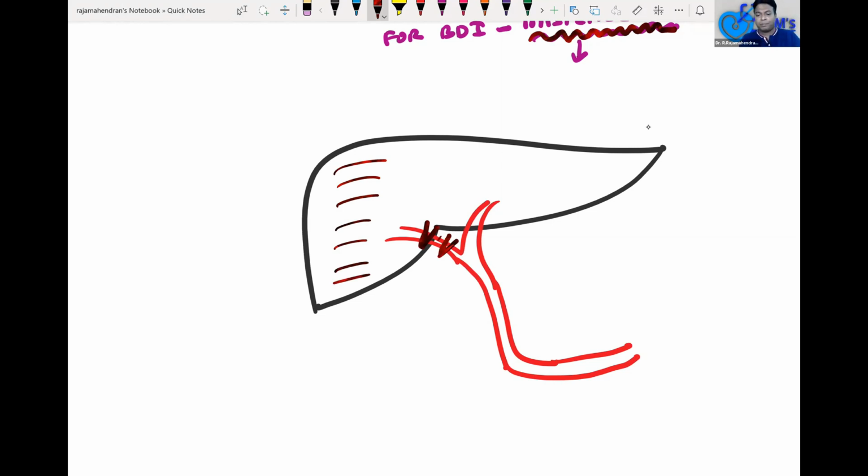Nothing will happen to the right lobe because 80% of the blood flow to the right lobe of the liver is from the portal vein only. So the liver will not get damaged. If you cut the portal vein, the liver will go for gangrene. But if you cut the right hepatic artery, there will not be much problem. But the problem starts here. This is the bile duct, the common bile duct.